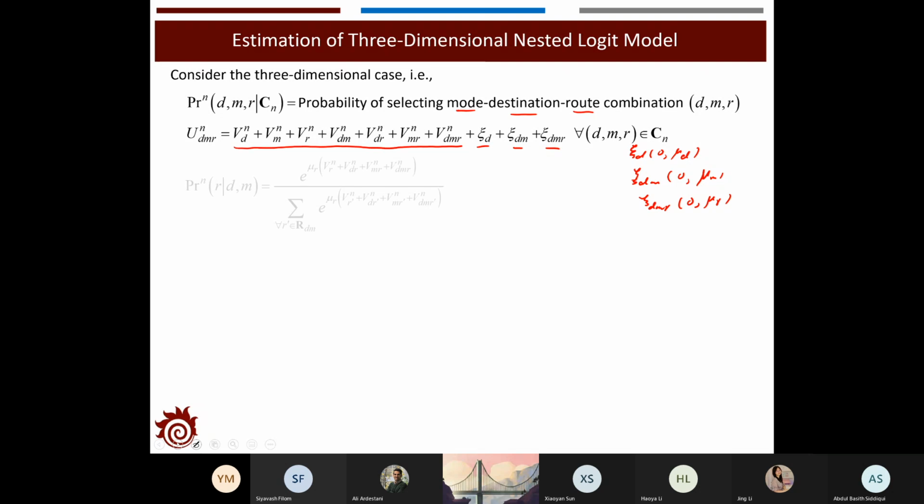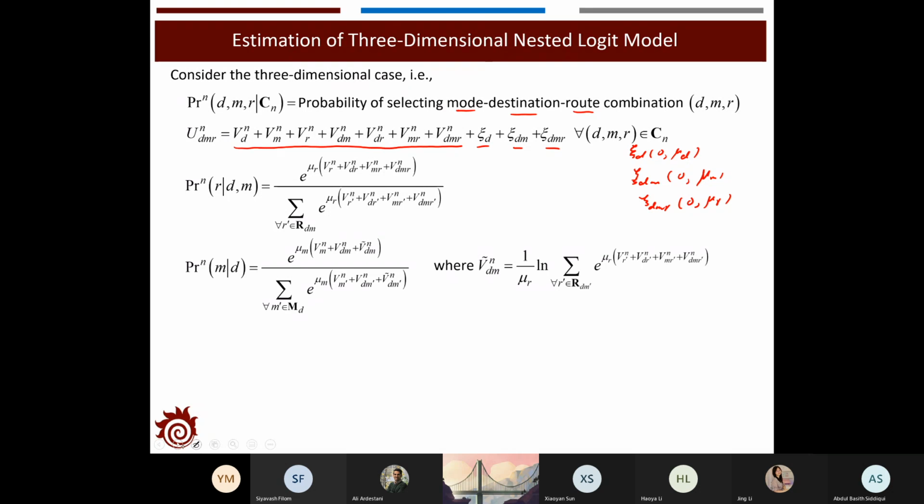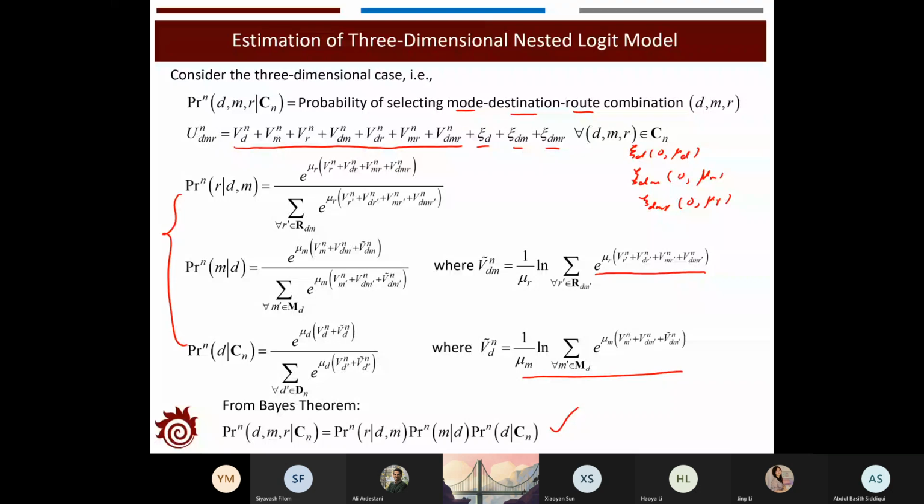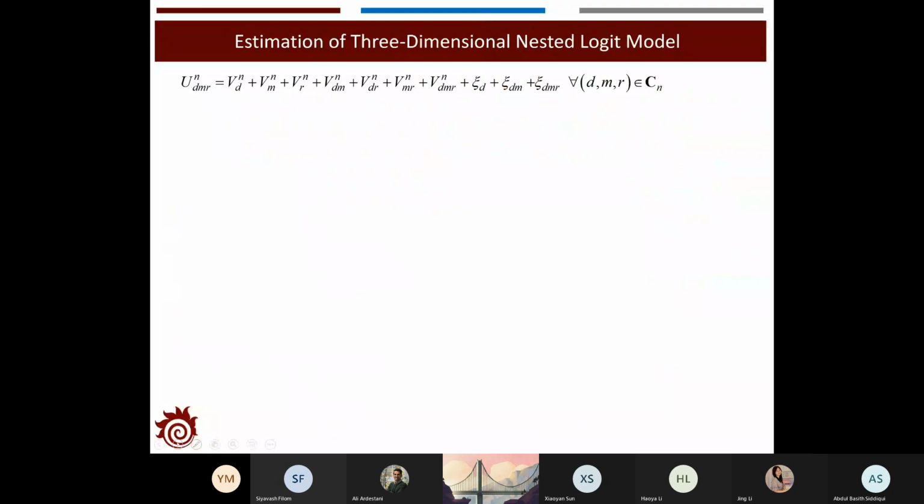We have also derived the formulas for the conditional probability of r given d and m, the conditional probability of m given d, and the marginal probability of the destination d. And here you have to know the formulas for calculating the log sum term for the higher levels. From Bayes' theorem, we can find the joint probability from these conditional and marginal probabilities. That's all the preparation we need for the calibration.